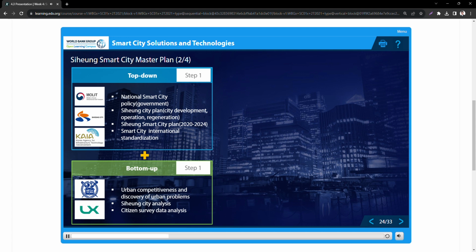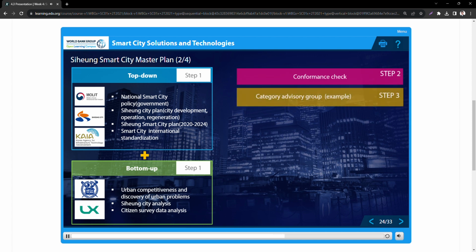The master plan helped to analyze various components of urban competitiveness based on actual Seiyun city data and citizen survey data, from which a number of urban problems could be detected. Top-down and bottom-up analysis were conducted based on the conformance verification, which are reviewed by advisory groups.